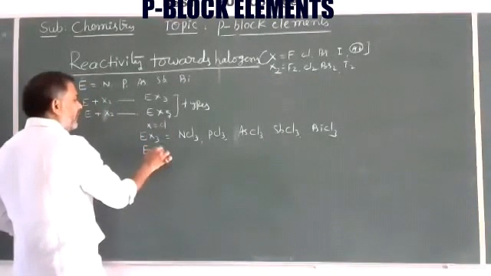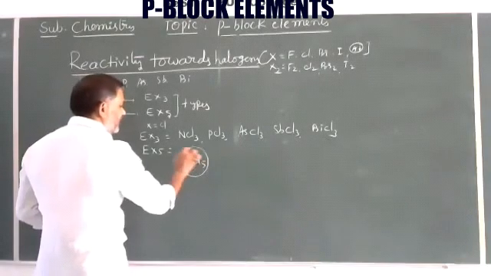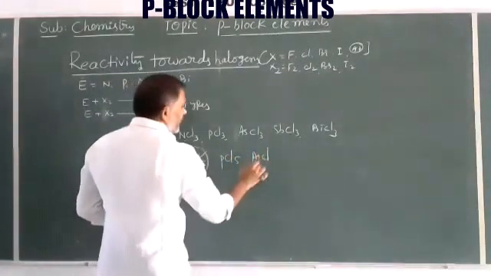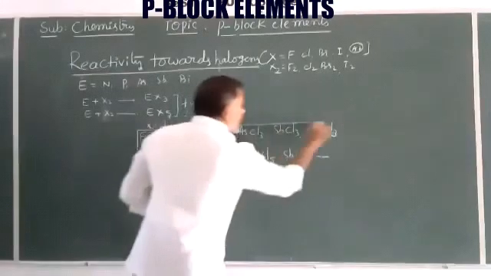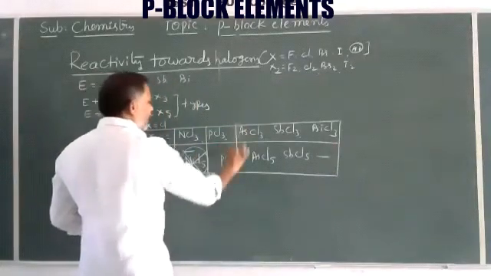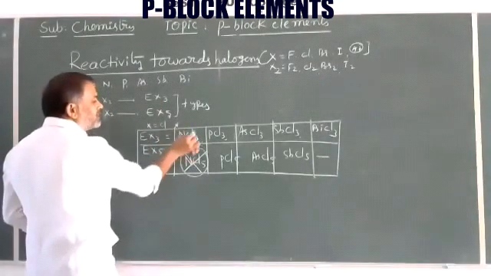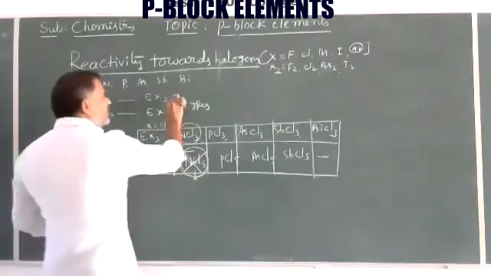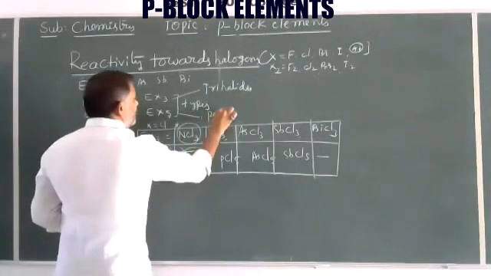Then EX5, taking chlorine: NCl5 does not form. Why? Reason I will explain. PCl5, AsCl5, SbCl5 are formed. So these are some important halides. One of the most important questions is that NCl3 is possible, but NCl5 is not possible. Why? Give reason. These are called trihalides, and these are pentahalides.